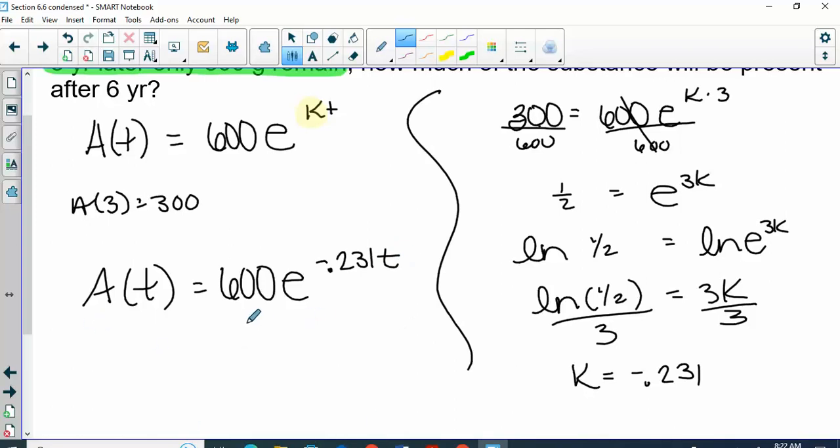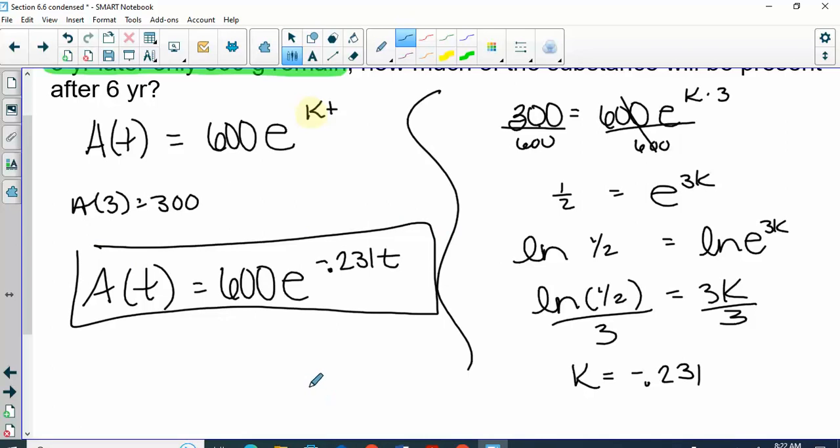So now I know what my equation is. It's 600 e to the negative 0.231 t power. That's the equation I use. So our goal was to find how much we had after 6 years. So you just plug in a 6 for your time. 150.04 grams.